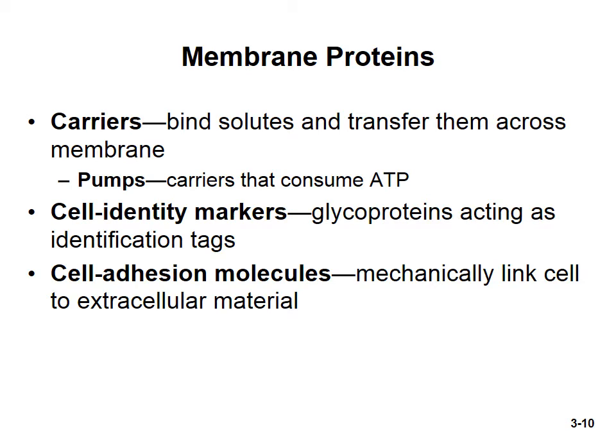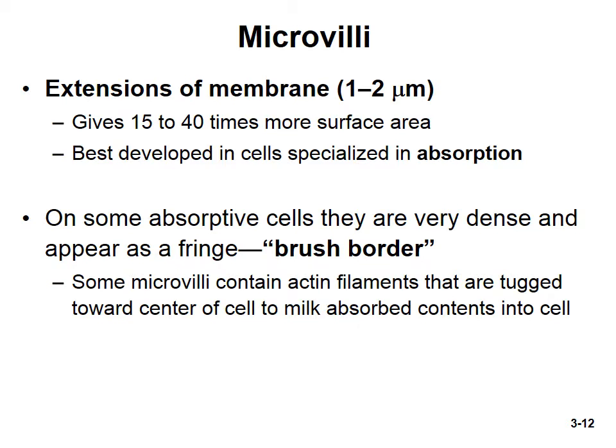Cell identity markers, glycoproteins acting as identification tags, are important. You also have microvilli. Now, microvilli is important. You find these in your small intestines. What microvilli do is increase the cell surface area in your small intestine. When that surface area is increased, it increases absorption, because the function of your small intestines is absorption.